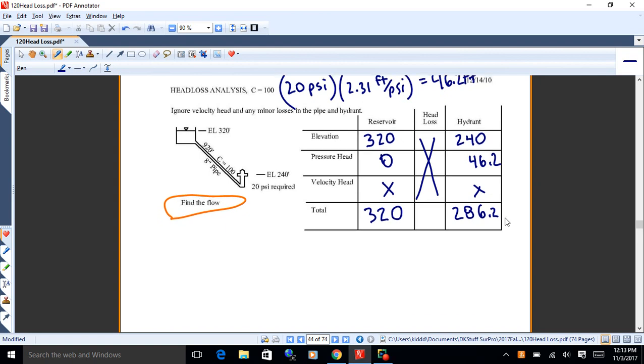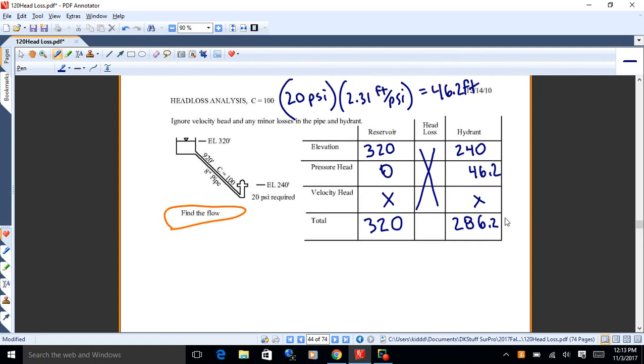What's the 920? 920, that's how many feet of pipe there is. Oh, okay, right. So y'all getting to something like that, 320 total for the reservoir, and then I got 286.2 total for the hydrant.